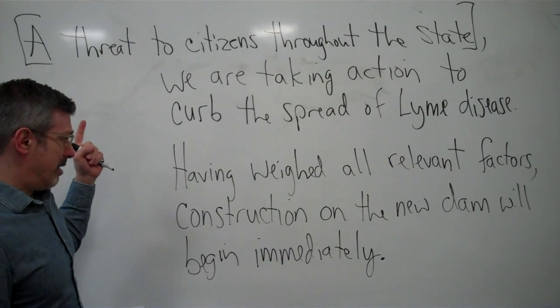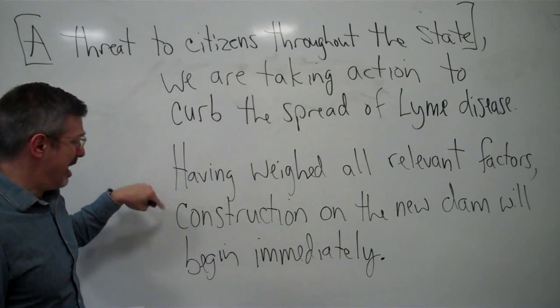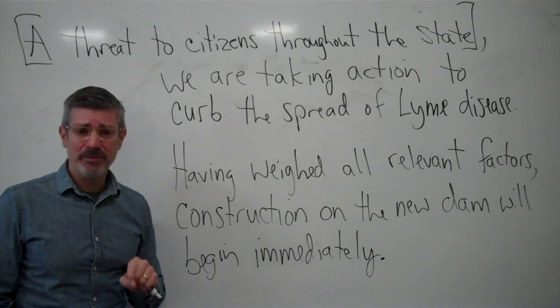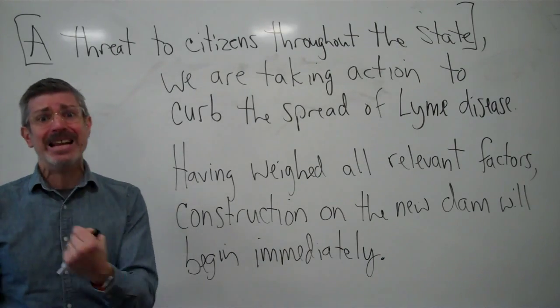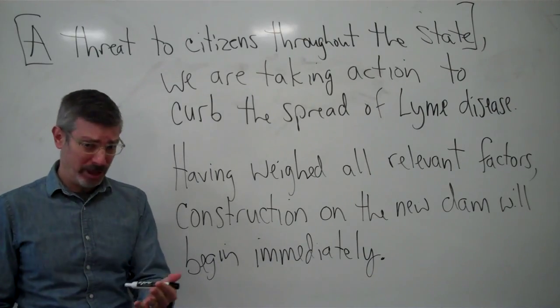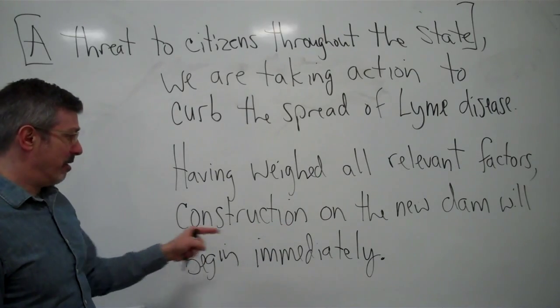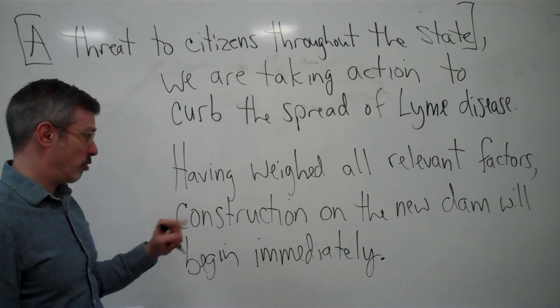So the problem is here that what has to happen next, if you begin with having weighed the relevant factors, is you have to have an entity that is capable of weighing relevant factors, namely a person. But what you get is construction. That is the subject of the main clause, construction on the new dam.